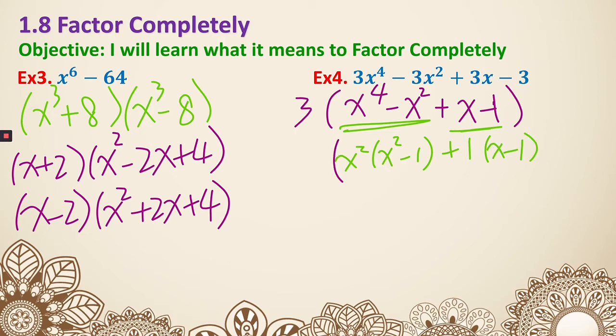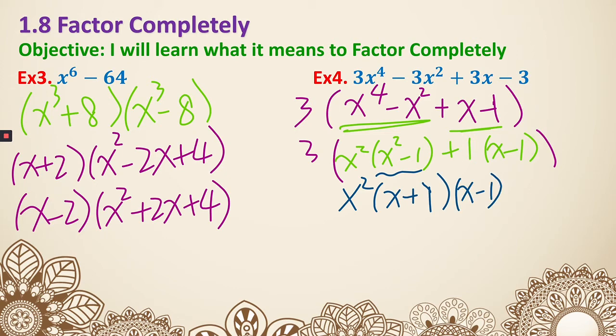But don't forget, we still have this 3 on the outside. Next, problem is inside my parentheses, they're not even the same. So I cannot do anything right now. But if I look carefully, I can see that is x squared minus 1. It's difference of perfect squares again. I'm going to keep factoring that part. So x squared is still outside. That part is going to become x plus 1 times x minus 1. Then I have this plus 1 times x minus 1 on the end. And again, don't forget, we do still have the 3 on the outside.